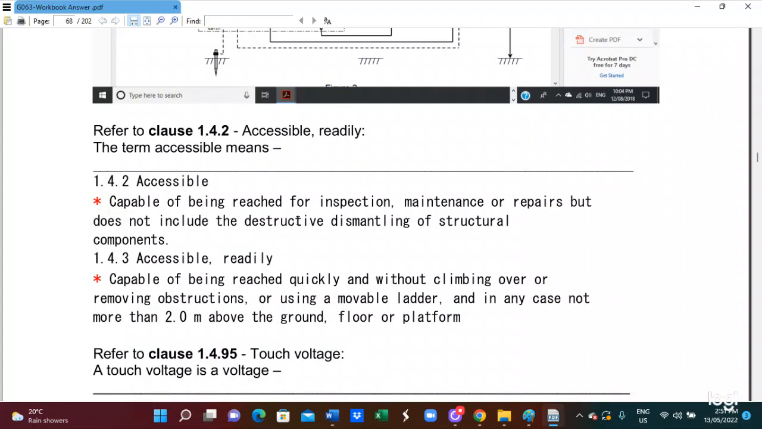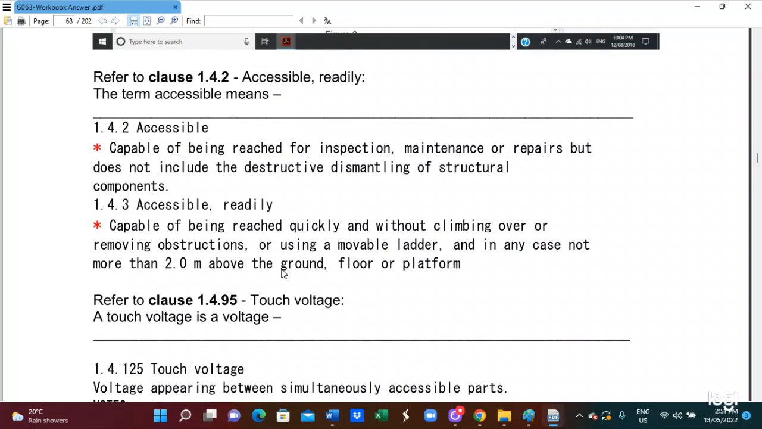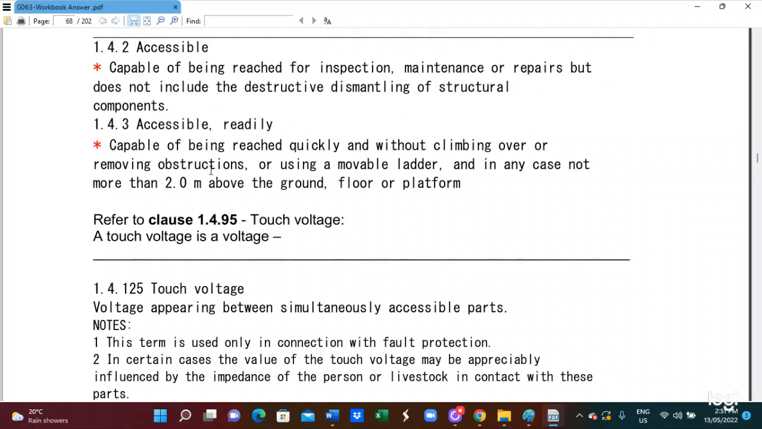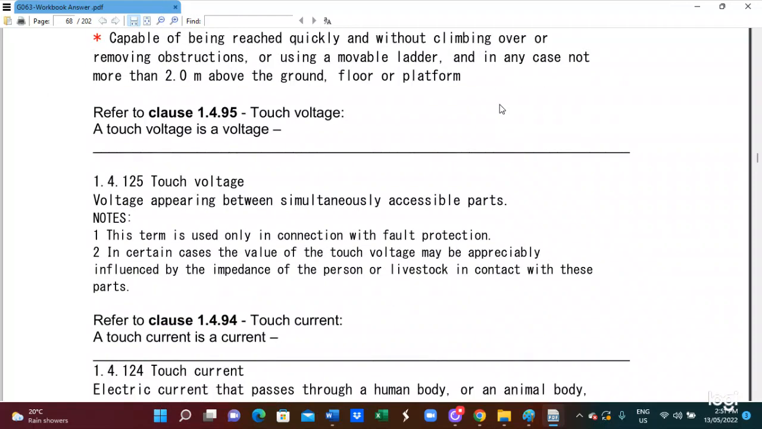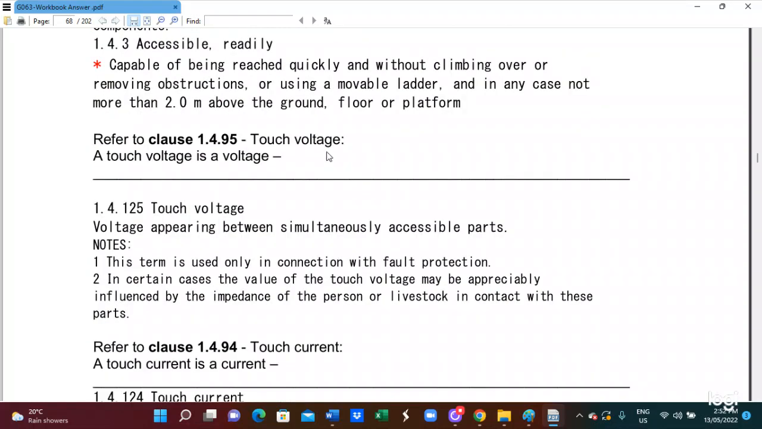For accessible and readily accessible, you have to refer to clause 1.4.2 regarding accessibility and readily accessible. Given objects are reached for inspection, maintenance, or repair, but this does not include dismantling. So this is for the structure component. This is the definition for accessibility. Also, you have to read clause 4.3 regarding accessibility.